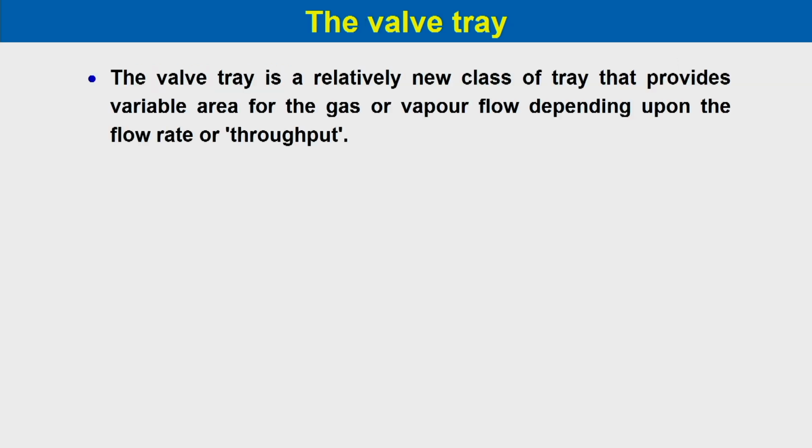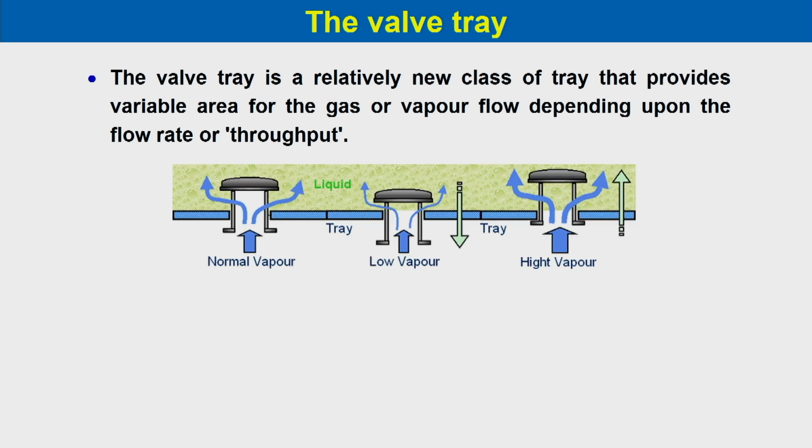Now, we will discuss the valve tray. The valve tray is a relatively new class of tray that provides variable area for the gas and vapor flow depending upon the flow rate or throughput. You can see over here, there is a normal vapor coming to this, and then you have a tray, and there is a particular height of liquid it maintains. When vapor flow rate is low, opening is less. When vapor flow rate is more, opening is more. This is why it is called a valve tray.